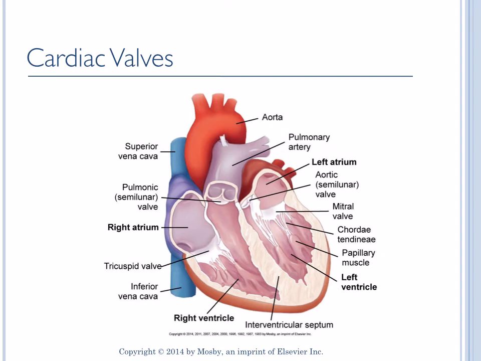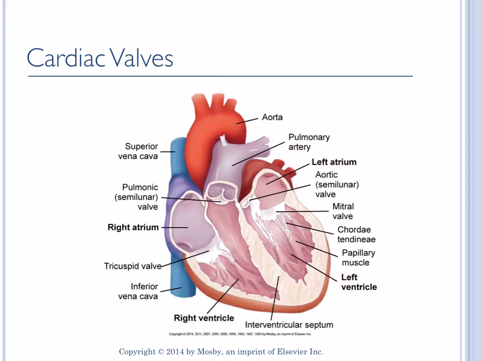Cardiac valves. By this time, I'm sure all of you know the names of the cardiac valves. Now, as I said, the heart is a big pump. It needs a set of valves to keep the fluid flowing in one direction. Okay, and that is the forward direction. And the heart has two types of valves that keep the blood flowing in the correct direction.